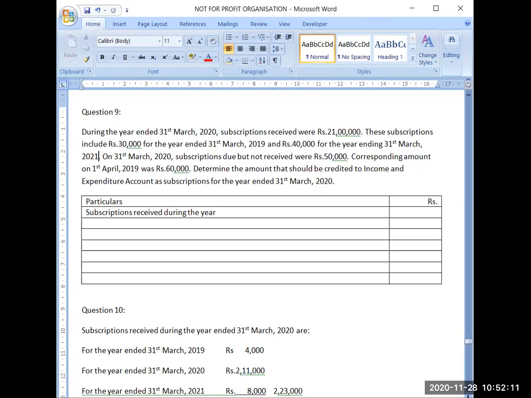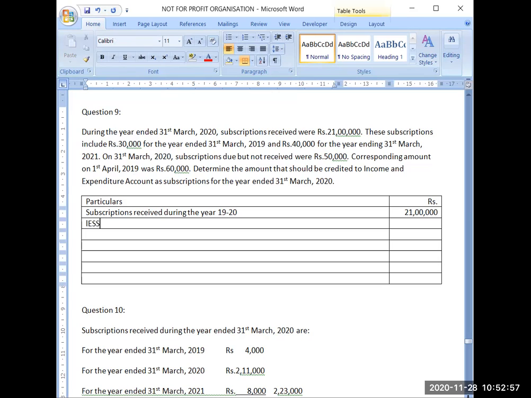So first information which we need is what is the total amount of subscription received during the current year. It can be relating to any year, but we have to check what is the total amount of subscription received during the year 19-20, because it is our current year. So the amount received is 21 lakh. Now it includes 30,000 for the year ended 31st March 19. So it means we have received 30,000 for the last year.